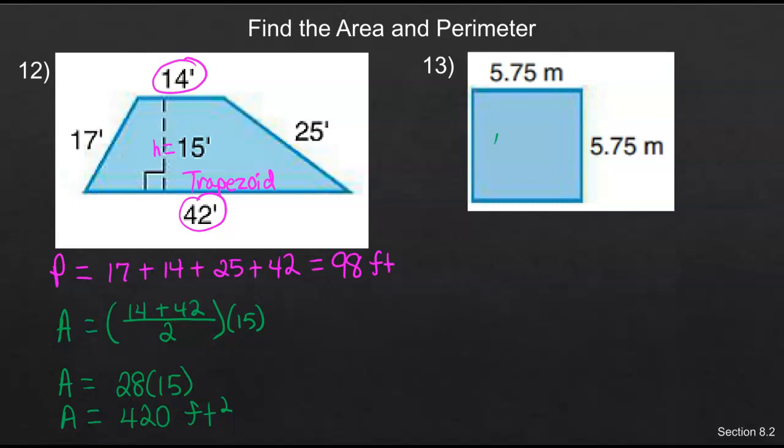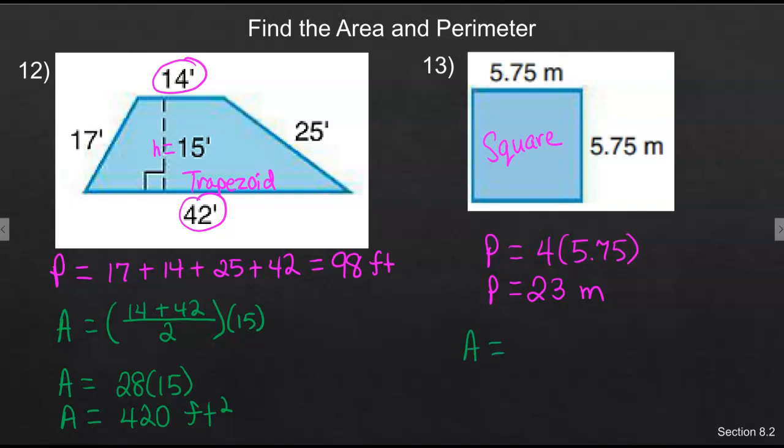Now this one happens to be a square. Let me go back to the pink because it shows up better there. And a square is the same on all 4 sides, so we can actually just multiply by 4 to find our perimeter. And we get a perimeter of 23 meters. And then area.